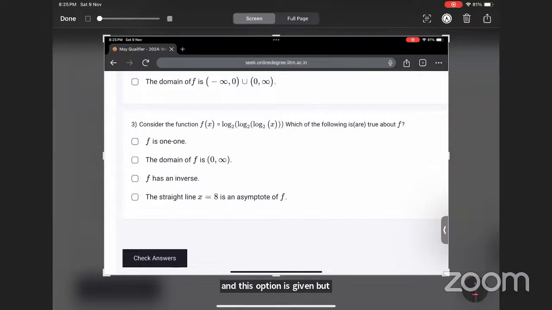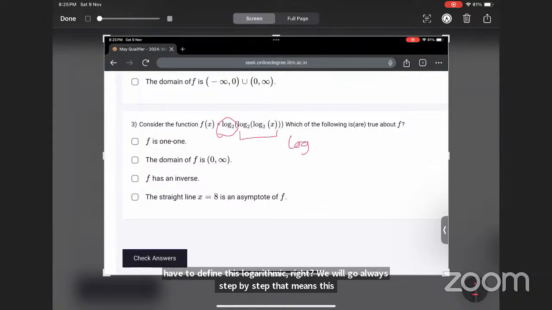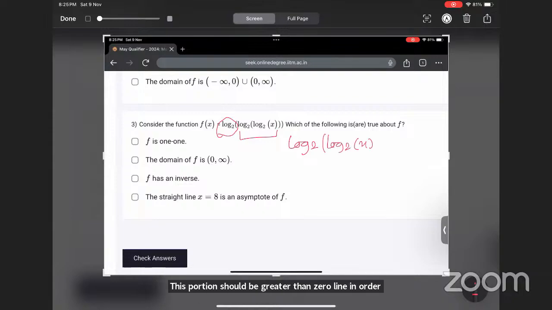No, see. You have to define this logarithm. We will always go step by step. That means this portion should be greater than 0 in order to define the last logarithm. We will always follow this step while calculating the domain of some logarithmic function. We will take the last logarithm as our logarithmic function, and whatever is in the middle, we will take this as greater than 0.